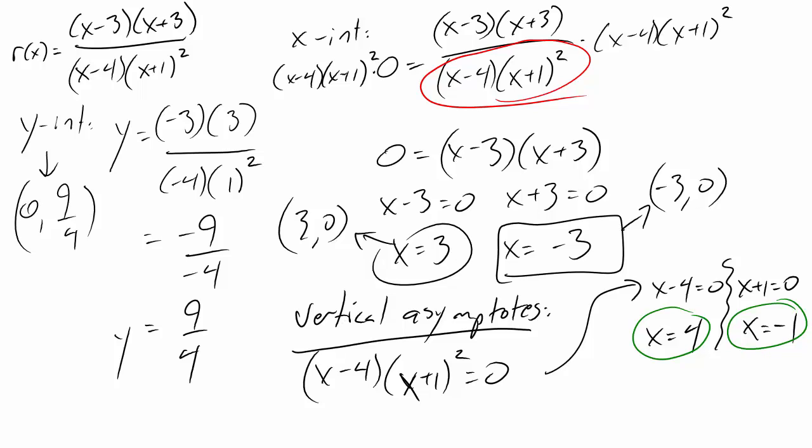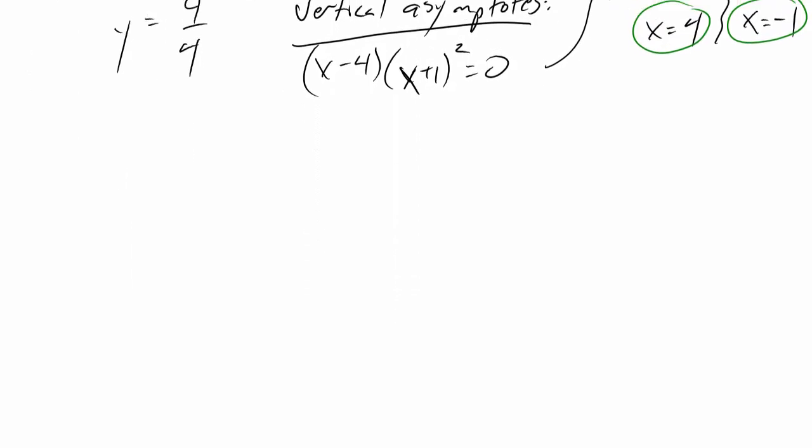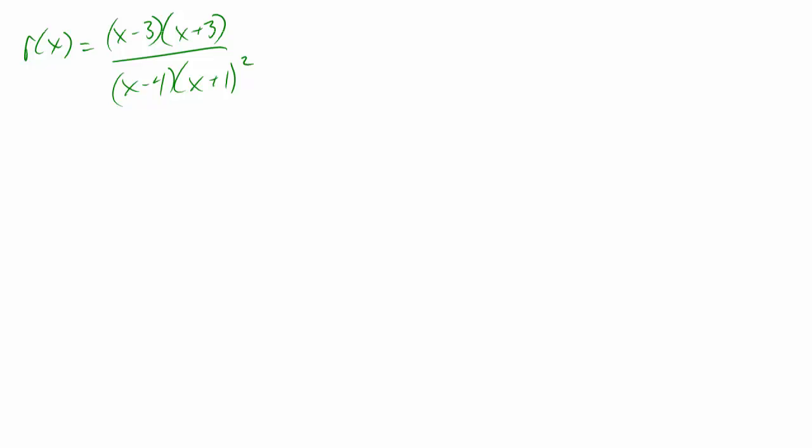Alright, now I'm going to scroll on up here and rewrite our function r of x to be equal to (x minus 3)(x plus 3) over (x minus 4)(x plus 1) squared, because we still have to look for a horizontal or a slant asymptote.